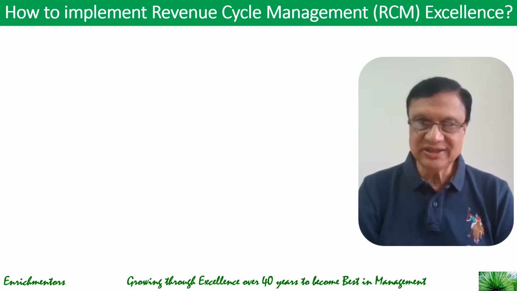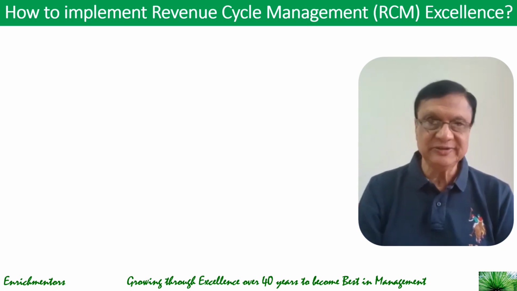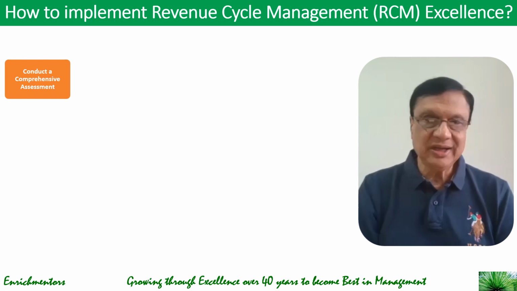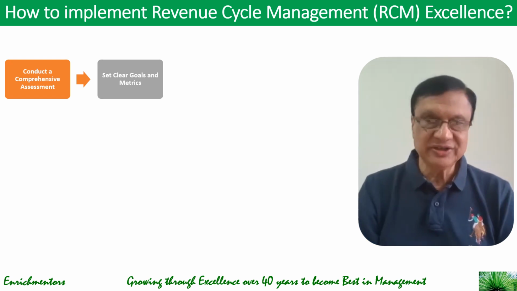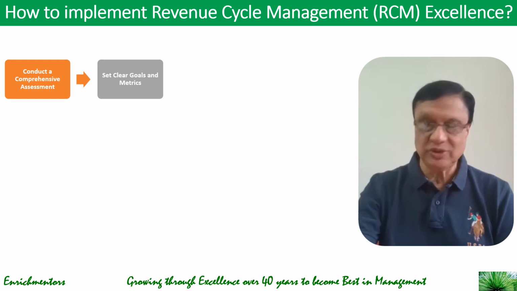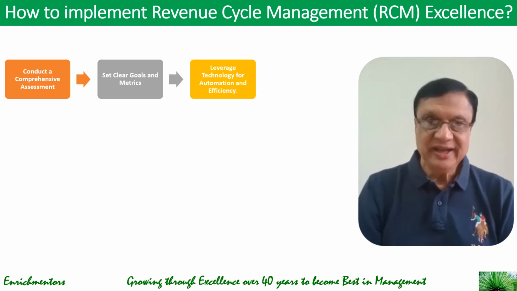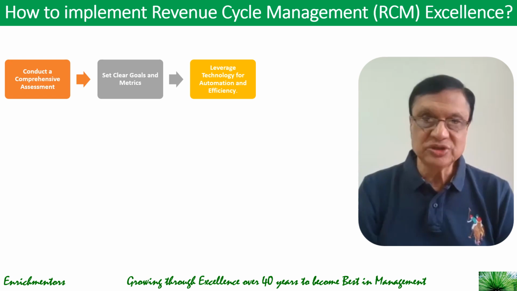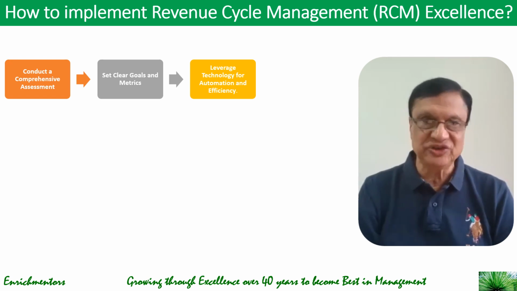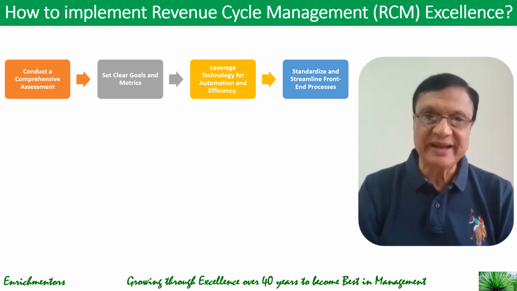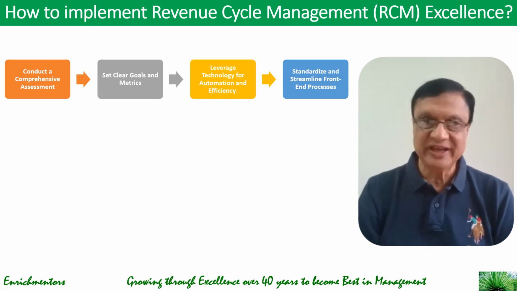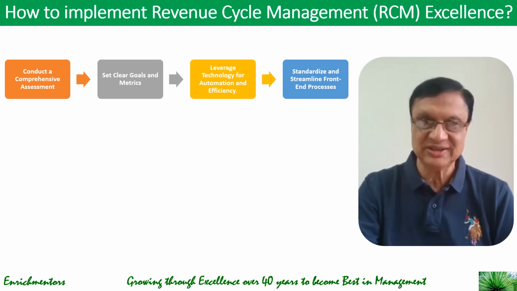Let's look at the steps required to implement RCM excellence. You need to begin by conducting a comprehensive assessment of your RCM cycle. That's the first step. Then you need to set clear goals and metrics to determine what you want to achieve, as well as to assess your progress against that. Then you can start leveraging technology for automation and efficiency, because that's one of the success factors we saw, so you need to implement that success factor here. Then you need to standardize and streamline the front end processes, being one of the success factors we looked at in the last section.